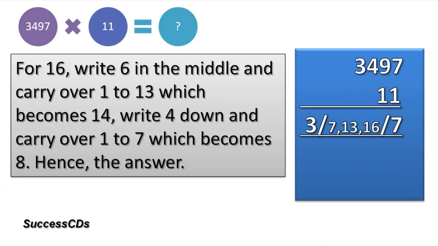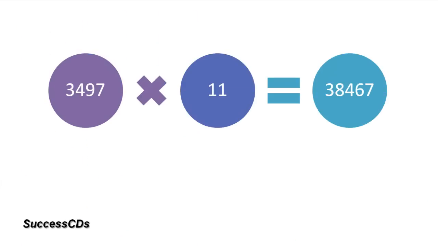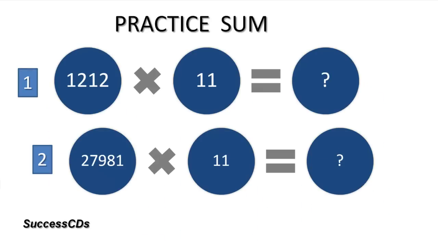Here you can see 16 is a 2-digit number. So we will write 6 in the middle and we will carry over 1 to 13. Similarly, 13 will become 14 and then we will write 4 in the middle part and we will carry over 1 to 7 and 7 will become 8. So the answer is 38467. 3497 multiplied by 11 gives us 38,467.